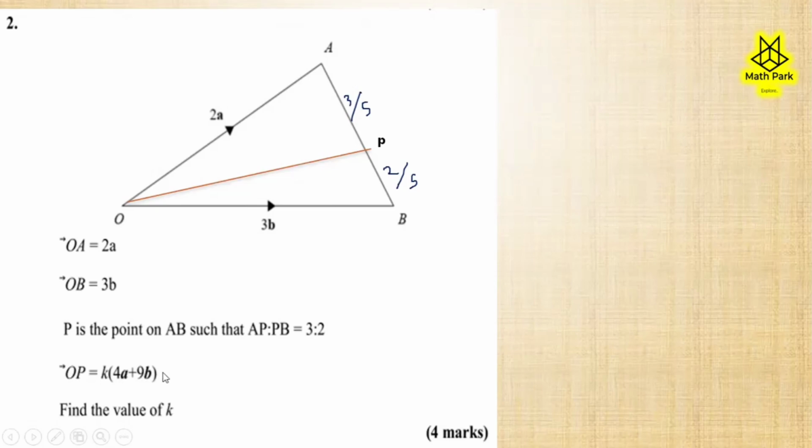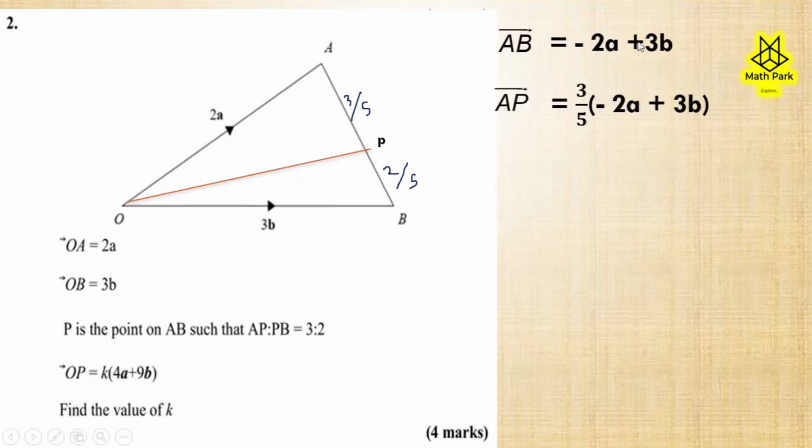Now for finding the value of K, we will first find OP in terms of 4A plus 9B. Let us check what we get. For finding OP, we need AP, and for finding AP, first we find AB. So we have AB is equal to AO plus OB, which is minus 2A plus 3B. Now AP is 3/5 of AB, which is 3/5 of minus 2A plus 3B. Now we find OP.